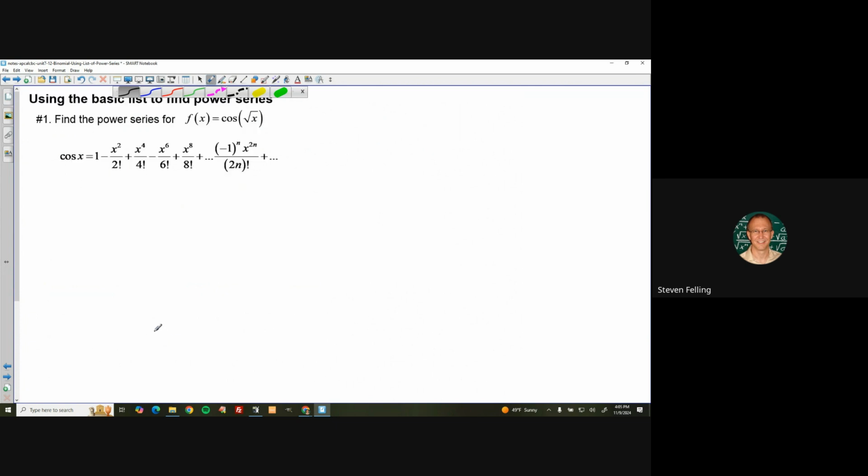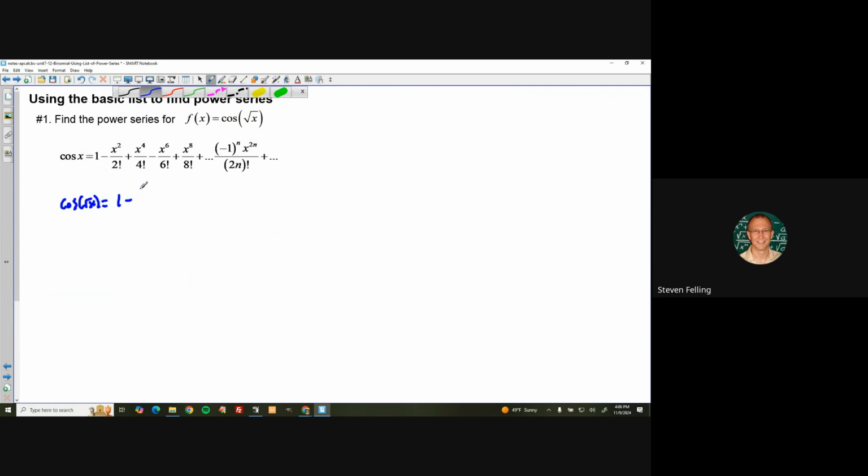All right, so let me show you how you can use such a series. Let's say that you want to find a power series for f of x equals cosine of the square root of x. What you do is you start by writing out the general one, which is cosine of x is 1 minus x squared over 2 factorial plus x to the 4th, and so on, or this is its general term. And so then that means that the cosine of the square root of x means you just simply replace all the x's with the square root.